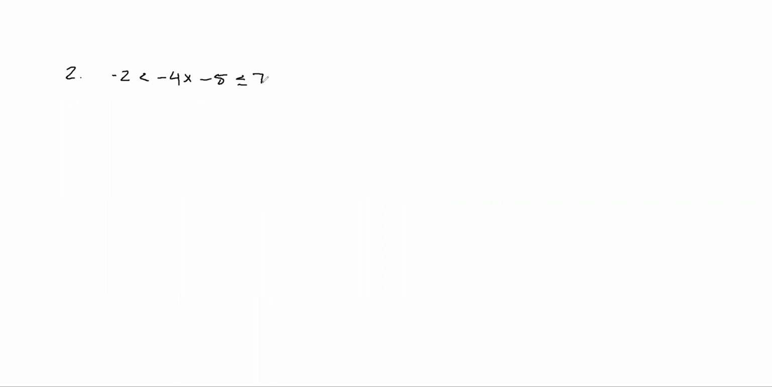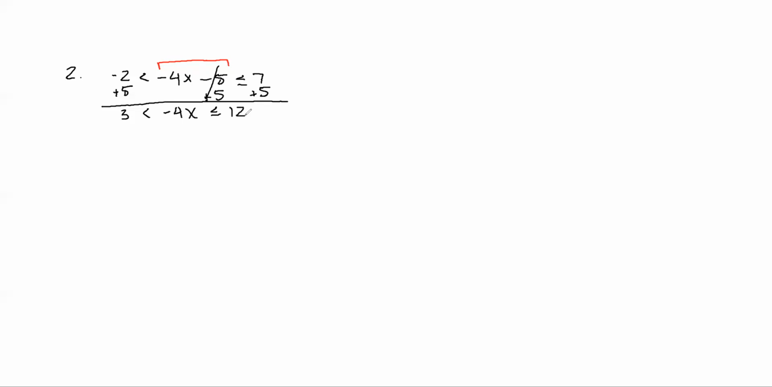So again, our goal is to get the x in the middle by itself. So if we look in the middle here, right now we have a -4x minus 5. So our goal to get the x by itself, we want to get rid of this -5 first. So let's add 5, and you're going to do it to the middle, to the left, and to the right. So -2 plus 5 is 3. Bring down the less than. Now we just have -4x in the middle, less than or equal to 7 plus 5 is 12.